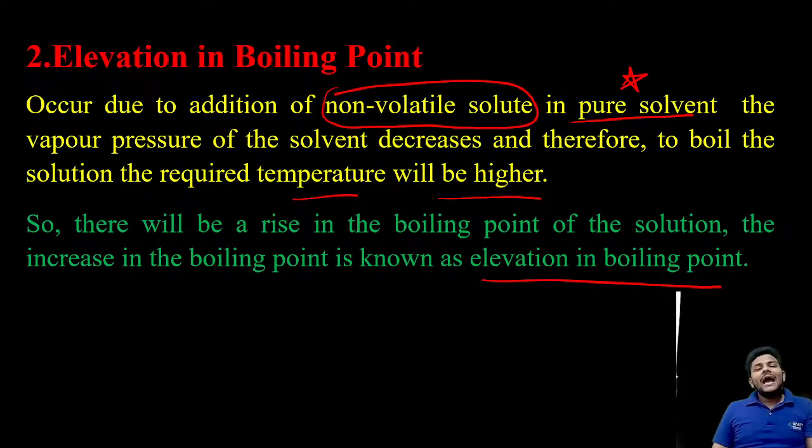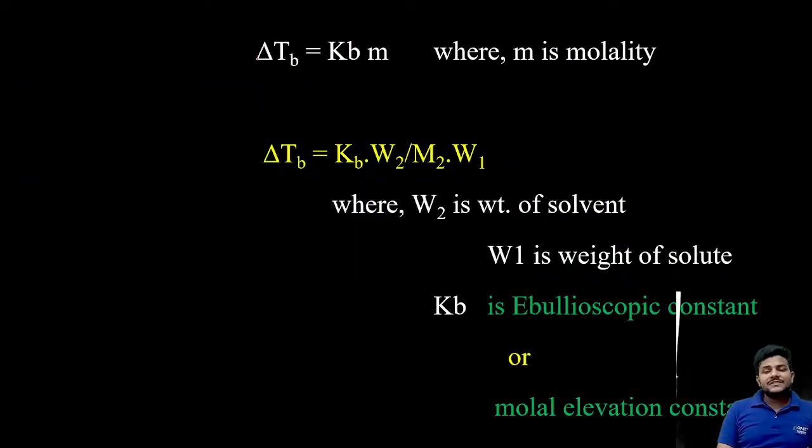You are clear with the colligative properties, that is elevation in boiling point and relative lowering in vapor pressure, so that we can move further. Elevation in boiling point is represented by the sign ΔTb. Tb is our temperature, or we can say the boiling point that can be elevated. Kb is our ebullioscopic constant, and m is molality.